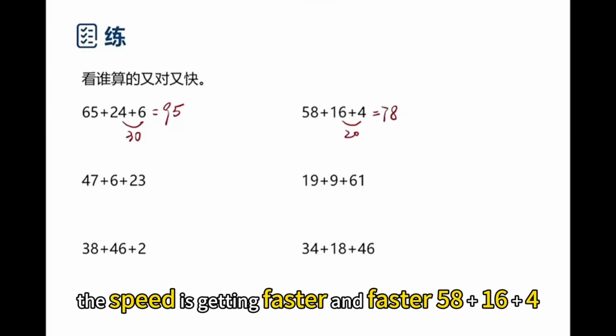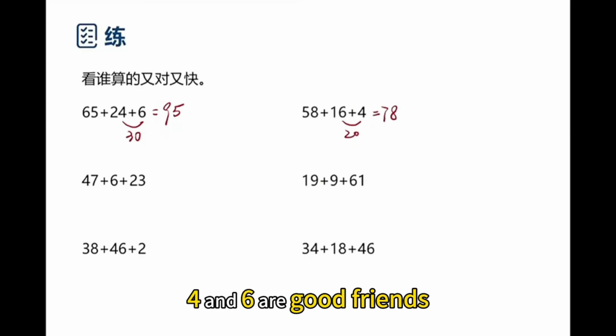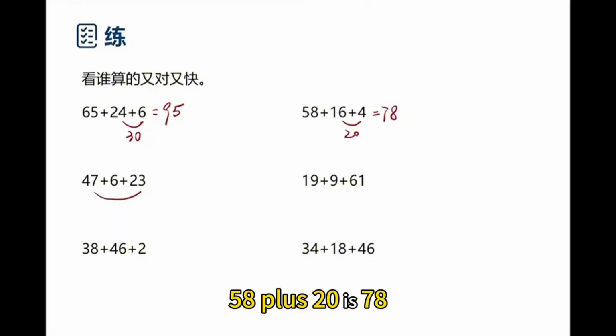58 plus 16 plus 4. 4 and 6 are good friends. 16 plus 4 is 20. 58 plus 20 is 78.